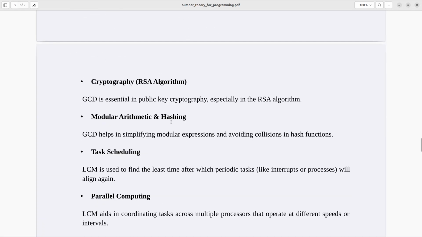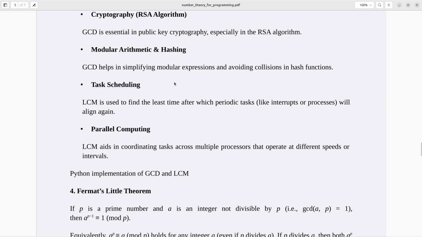Okay, so what are the applications of GCD and LCM? We can use them in cryptography, like the RSA algorithm. GCD is really essential in public key cryptography that is performed by the RSA algorithm. And we can use GCD and LCM in modular arithmetic and hashing. The GCD can help us in simplifying the modular expressions, and GCD can help us avoid the collisions in hash functions.